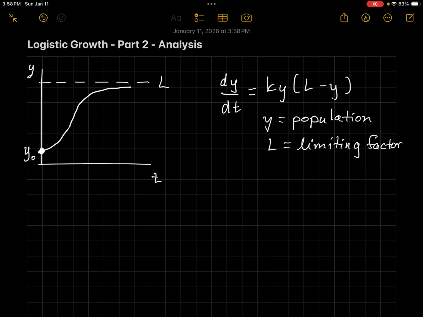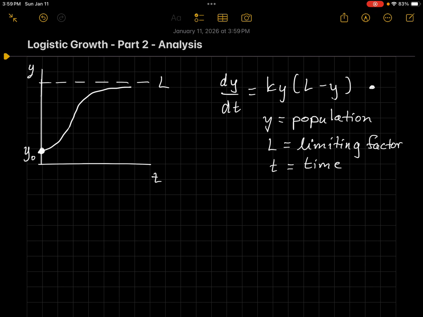Logistic growth, part 2, an analysis of the differential equation. The differential equation that models logistic growth is given by dy/dt equals ky times (L minus y), where y is the population, L, a constant, is a limiting factor, and t equals time. We will assume in this video that k is positive.